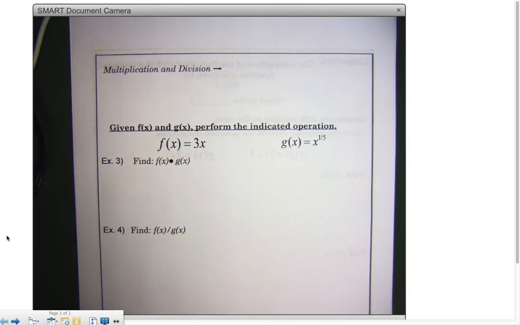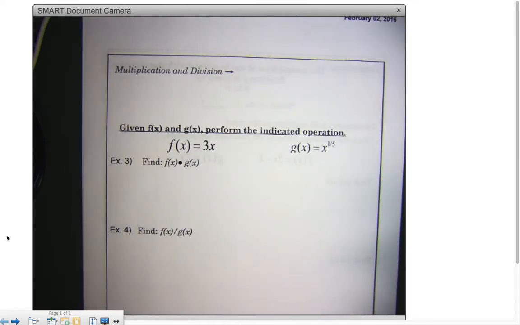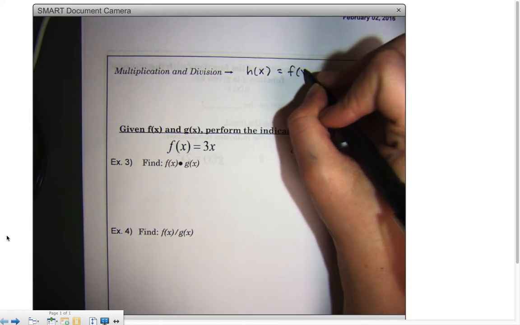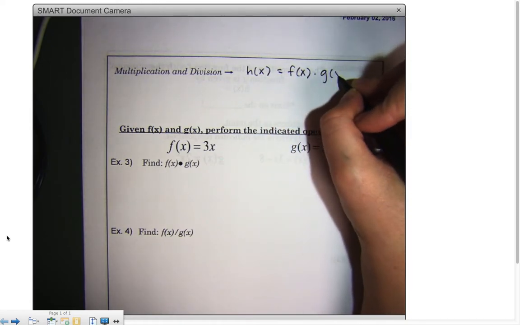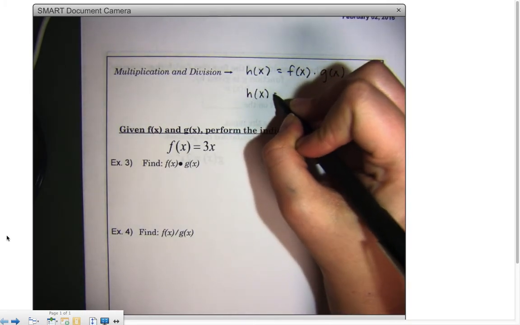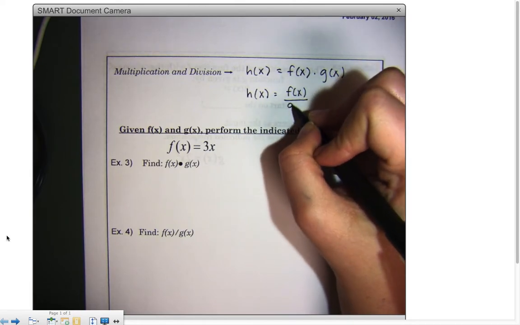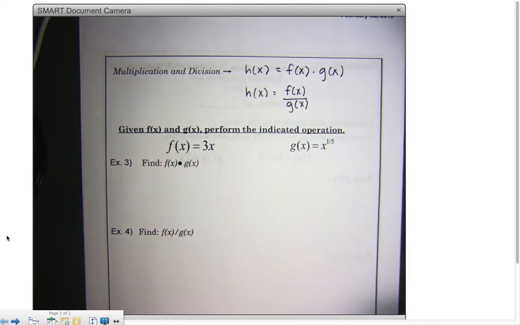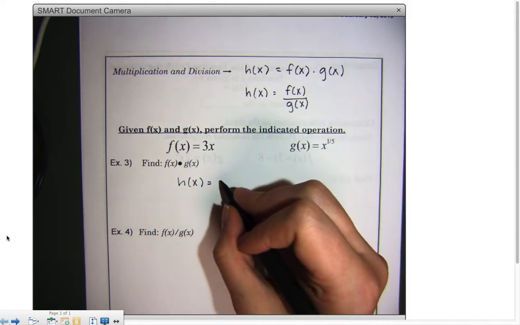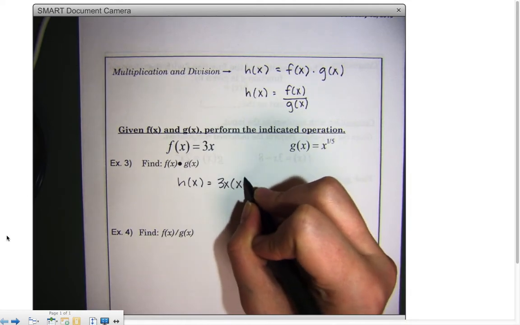All right, let's look at multiplication and division. Same thing, if you multiply two functions, you're going to get a new function h of x. So h of x equals f of x times g of x, maybe if I ask you to multiply, or we could also divide, f of x divided by g of x. And you always simplify as much as possible. So here, let's say f of x is 3x and g of x is x to the 1/5. If I'm first asked to multiply, I've got a new function, h of x. I'm going to multiply 3x times x to the 1/5.